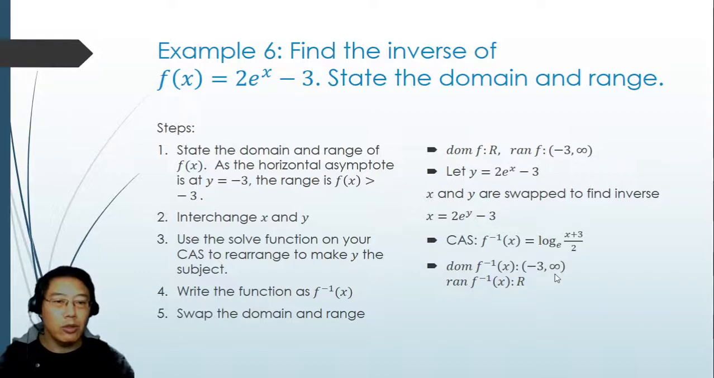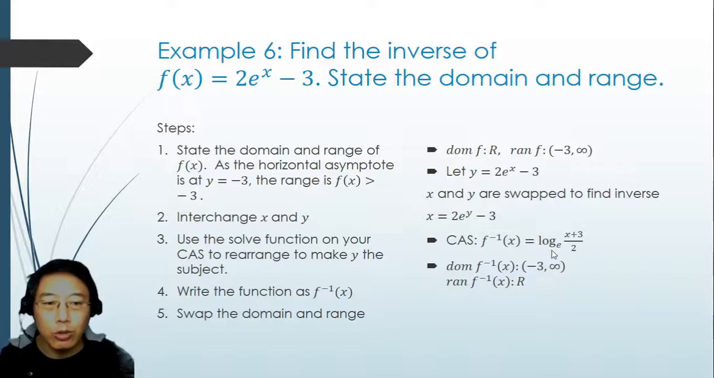Now notice with the domain, it's from -3 to positive infinity. It ensures that that is always strictly positive, which is how the log to any base will be valid in terms of the domain.